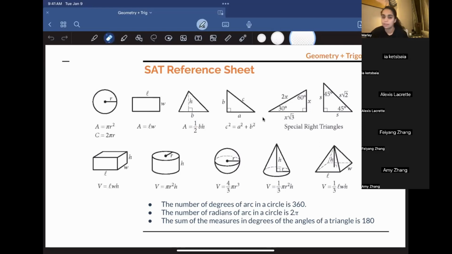Okay, so some things to remember. I like the bottom a lot. The number of degrees in an arc in a circle is 360 degrees. That's good because that comes up a ton with radians. The number of radians of an arc in a circle is 2 pi. And then the sum of measures in degrees of the angles of a triangle is 180 degrees. So in case you forget, it's there for you and you don't have to force yourself to remember.